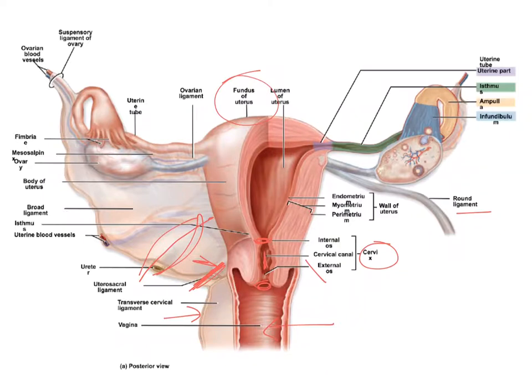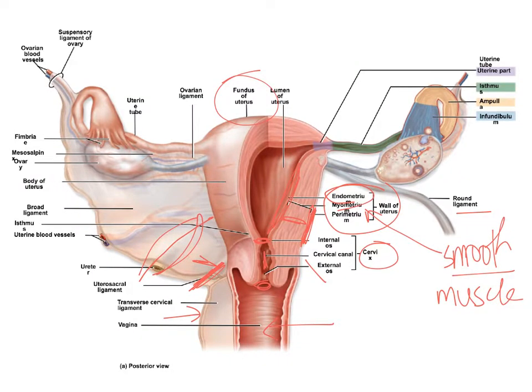Now, the layers of the uterus. The perimetrium is the outer layer. The myometrium is the big layer of smooth muscle. And then the endometrium, that's the inner layer. That's what sloughs off when you're menstruating.